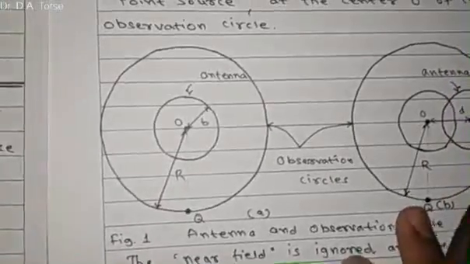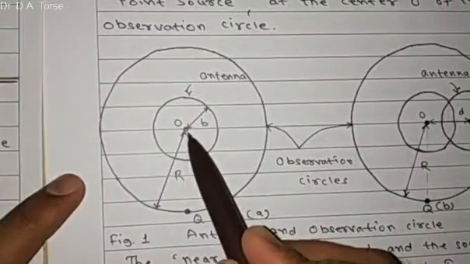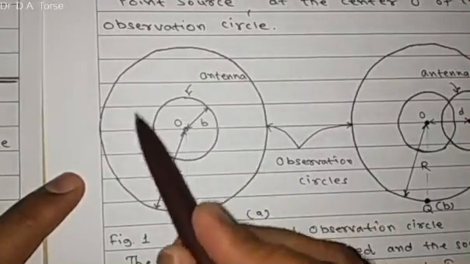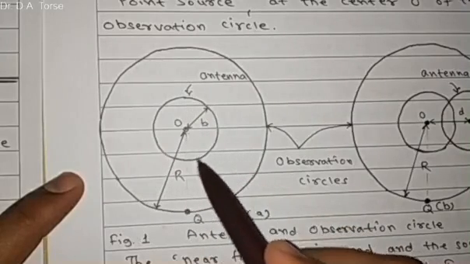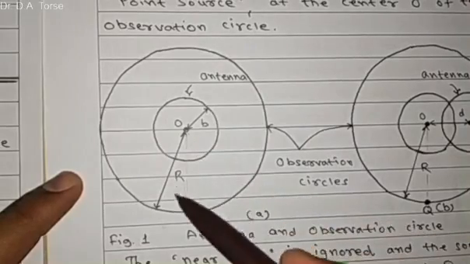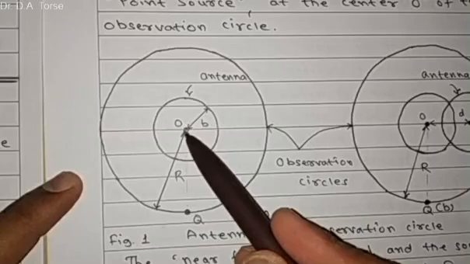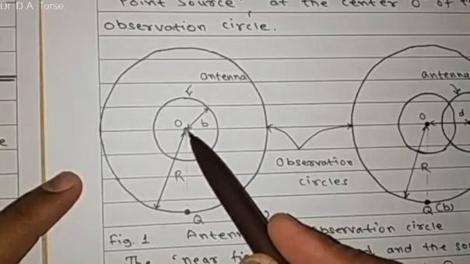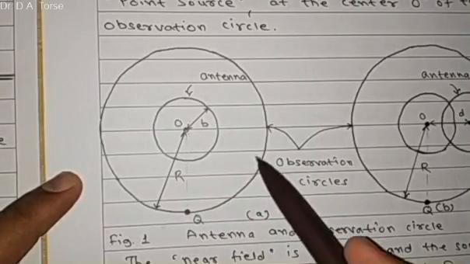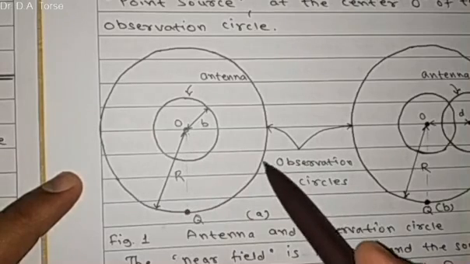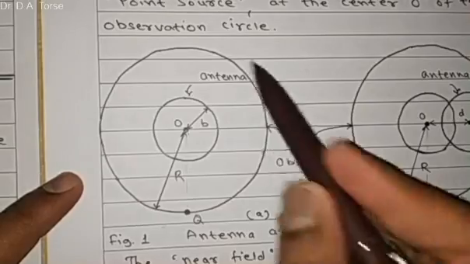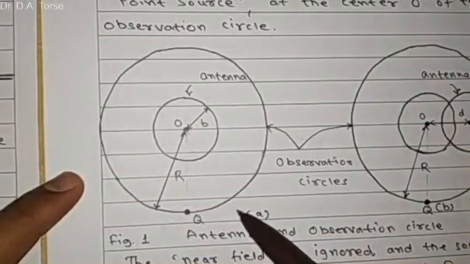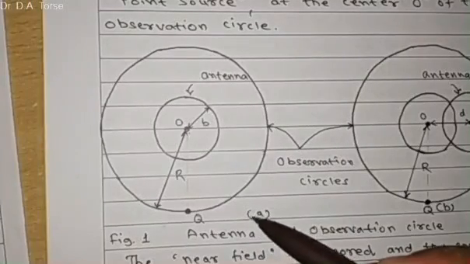In this figure we show the antenna at the center of the circle at point O. The circle with radius b represents the near field, and at a distance r away from the center, away from this point source, is what is called the observation circle. The observer, the one who is receiving the power from an antenna, is present on this circle. Of course, a circle is represented because we are considering the case of an isotropic antenna.